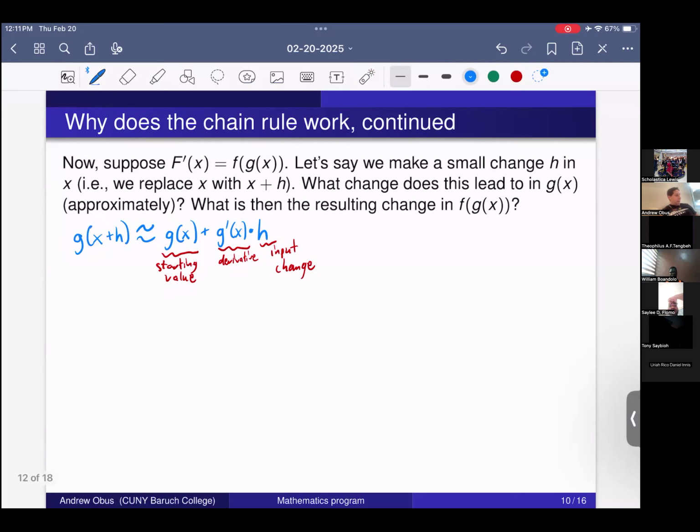So now what do we have? Well, f of g of x plus h. If g of x plus h is about this, then I should be able to punch that in for g of x plus h. So this is about f of g of x plus g prime of x h. And the idea is if h is small, then this g prime of x h is still small.